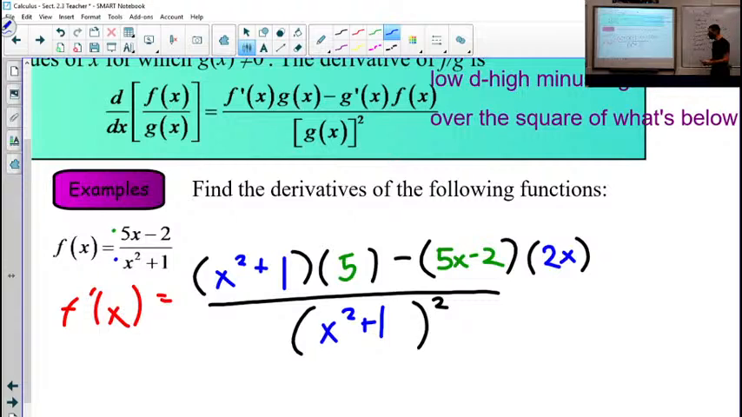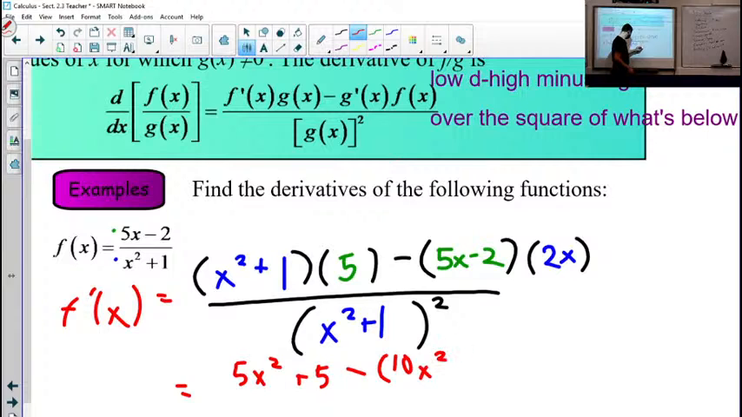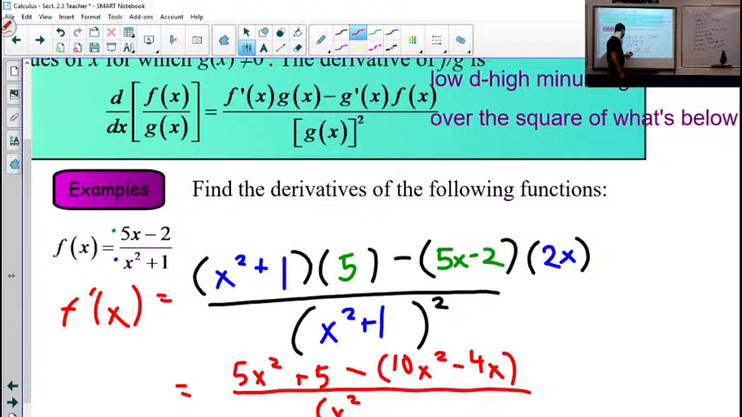Now again, I can simplify this. X squared plus 1 times 5, so I've got a 5x squared plus 5, minus 2x times 5x is 10x squared, minus 2 times 2x is 4x. Most of the time, it's not worth squaring out the stuff on the bottom.